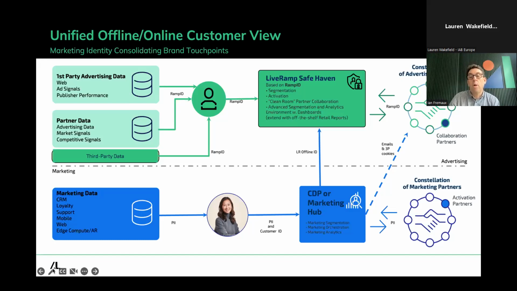So we're working with quite a lot of CDPs now who have interfaces into LiveRamp, where they can push a segment created in the CDP directly into the LiveRamp Safe Haven platform for collaboration. At that point, it's converted to the LiveRamp pseudonymous ID, which allows you to connect all the other parties. So identity is a really important area to think about, and also how it is used in conjunction with your privacy enhancing technology.